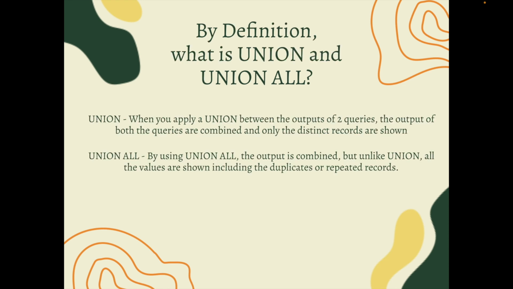So let's brush up on what is union and union all. By definition, when you apply a union between the output of two queries, the output of both the queries are combined and only the distinct records are shown. Whereas by using union all, the output is combined, but unlike union, all the values are shown, including the duplicates or repeated records. So I have an example for you.